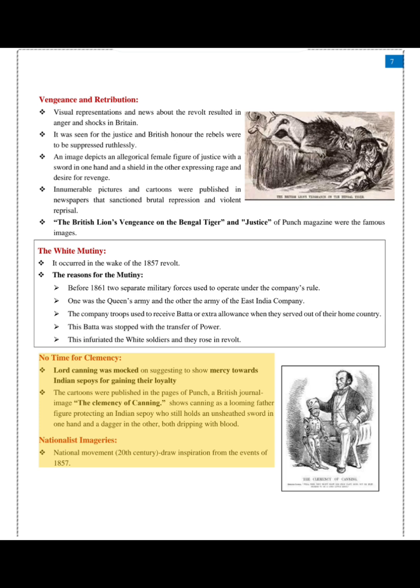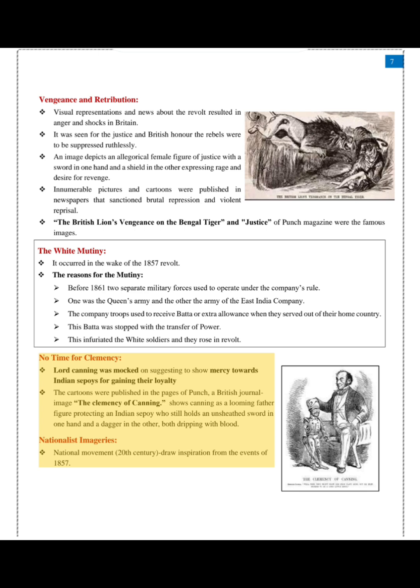No time for clemency. Lord Canning was mocked on suggesting to show mercy towards Indian sepoys for gaining their loyalty. The cartoons were published in the pages of Punch, a British journal. The image The Clemency of Canning shows Canning as a looming father figure protecting an Indian sepoy who still holds an unsheathed sword in one hand and a dagger in the other, both dripping with blood.